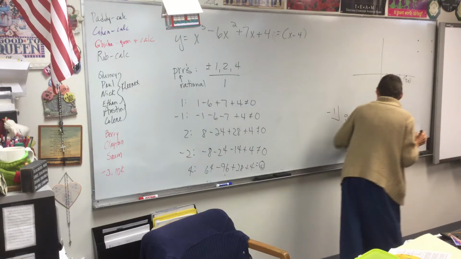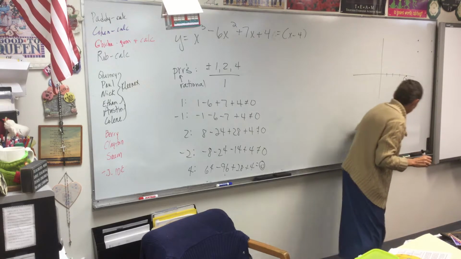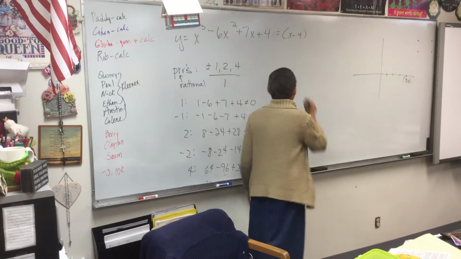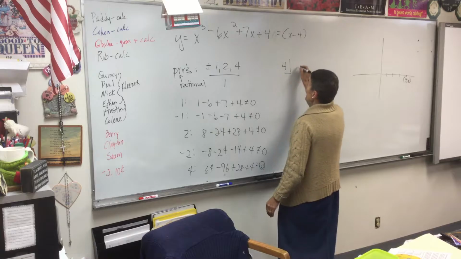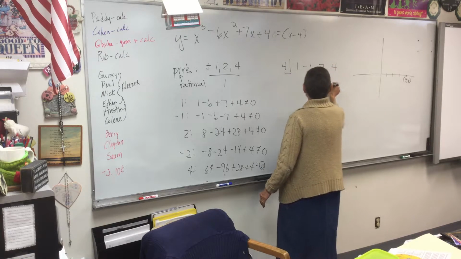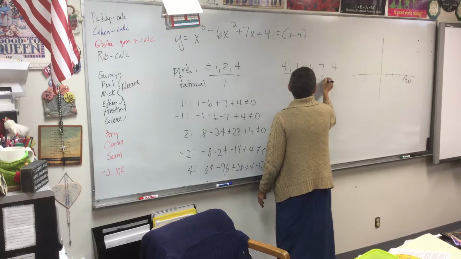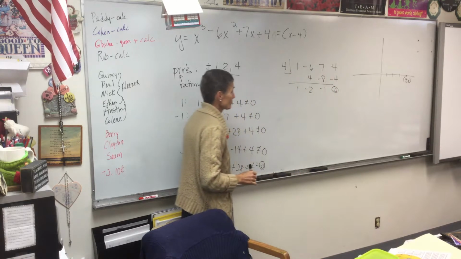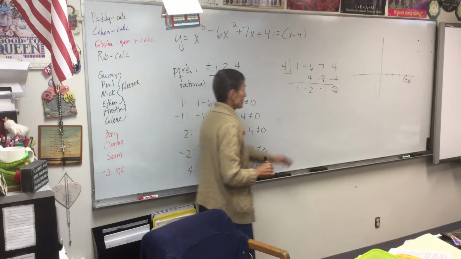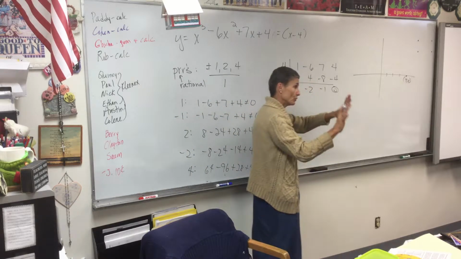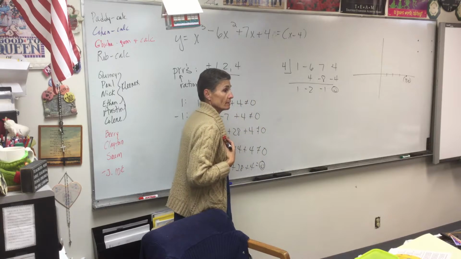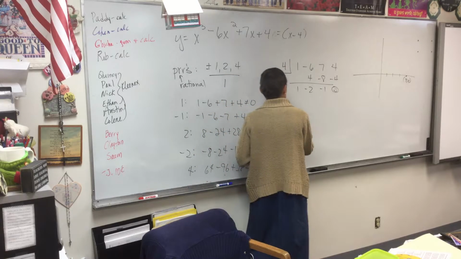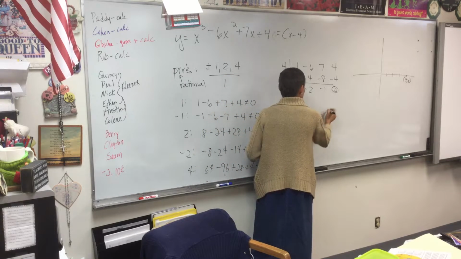All right, so what do I do now? I've got one of them guessed. What do I do now? Division. So out here we'll go to 4, and I have 1, negative 6, 7, 4, and I'm going to go ahead and do my division. Again, if you need extra help with the division, you need to come see me. There's that 0 in the remainder spot. Good, good, good, because we said this was a factor. What's left? X squared minus 2x minus 1.